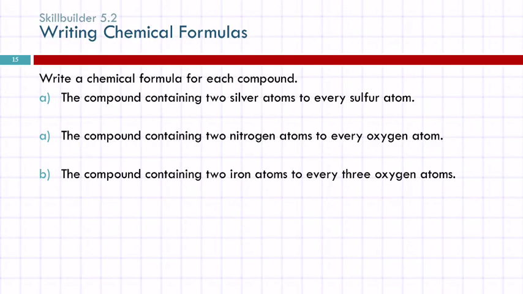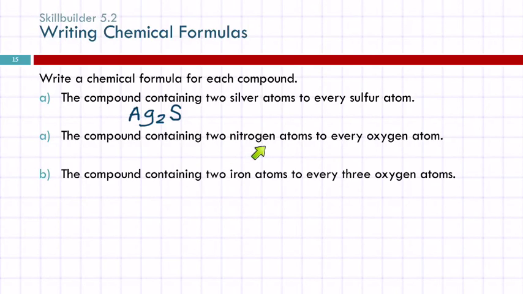So let's practice writing some chemical formulas. Compound containing 2 silver atoms to every sulfur atom. What's the symbol for silver? Ag. And it says 2 silver atoms, so a subscript 2 after the silver. And then sulfur is capital S, and there's only 1, so we don't write a 1. It goes metal, non-metal. Silver's the metal, sulfur's the non-metal.